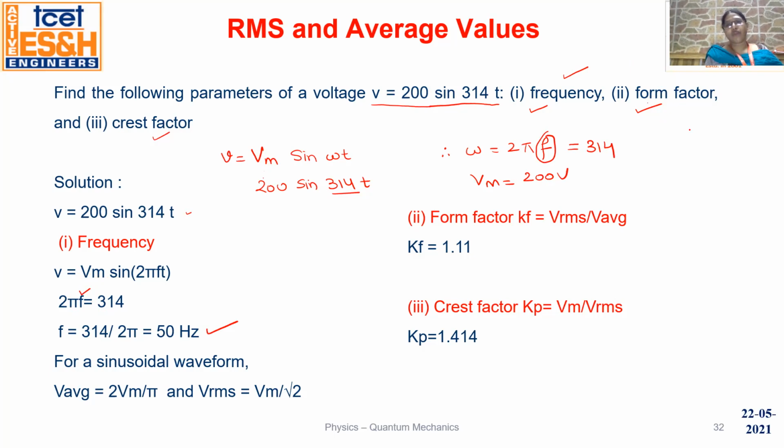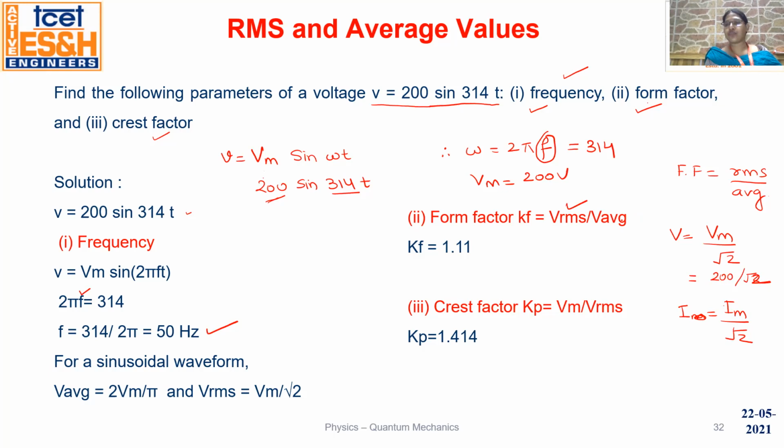What is form factor? Form factor is RMS upon average. Clear? So what is RMS value? RMS value is defined by Vm by root 2, or in case of current, Vrms is equal to Im by root 2. Clear? So Vm क्या है यहाँ पर? Here Vm is 200 divided by root 2. So this is Vrms.